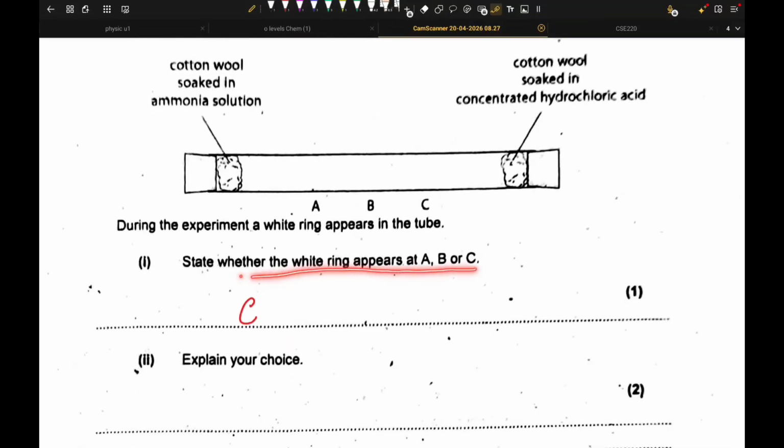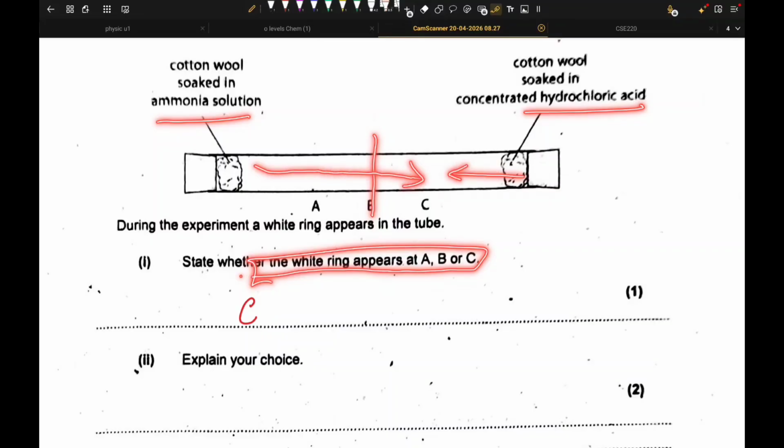State whether the white ring appears at A, B or C. This is ammonia solution, this is hydrochloric acid. B is the midpoint. As ammonia is faster, it should travel more, and HCl is slower, it should travel less. So that means it should be producing the white ring at C.